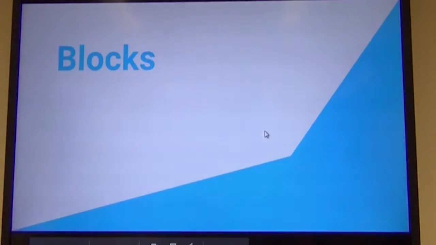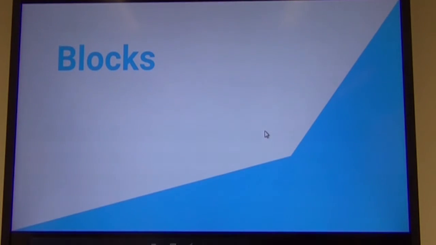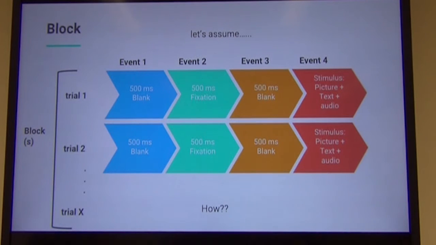Then we will move on to building your own blocks. Let's assume that we are going to make an experiment that consists of maybe 2 blocks, and for each block maybe we have 2 or 4 trials. But you have to remember this structure. In one block there will be several trials, and then for each trial there will be different events.